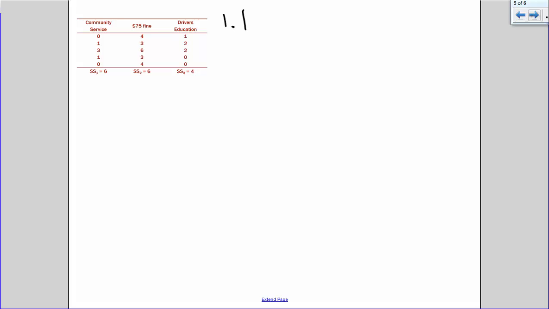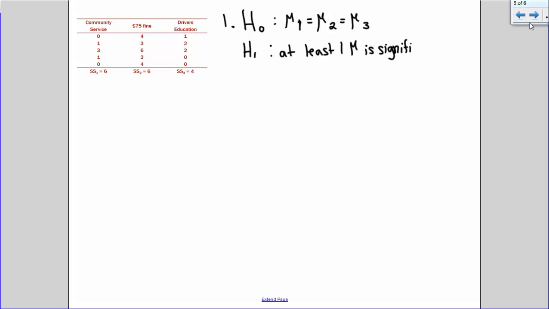Step 1, let's state our hypotheses. I'll start with our null this time. That's just saying there's no significant difference between these 3 groups. So this is saying that if we fail to reject the null, then we don't think that there's any difference in traffic violations based on which type of program people in the population would receive. This one, at least one mu is significantly different.